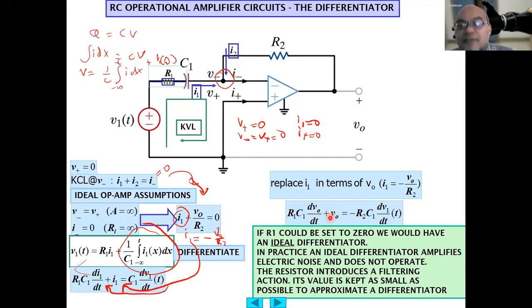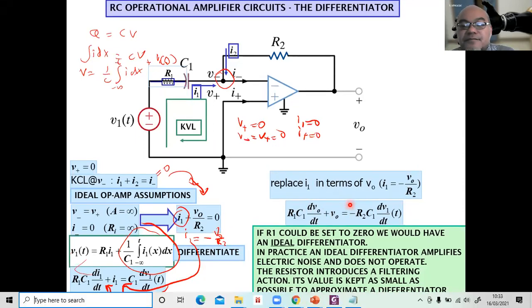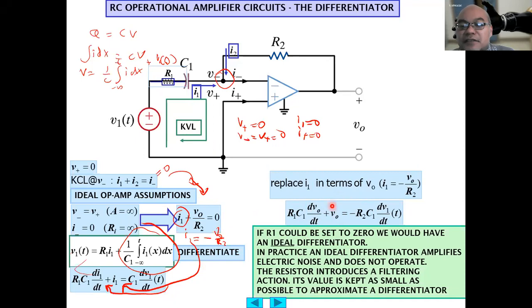In reality, there is always an R1 in an actual circuit. In practice, an ideal differentiator amplifies electrical noise and does not operate well. The resistor R1 introduces a filtering action, so its value is kept as small as possible to approximate a differentiator.